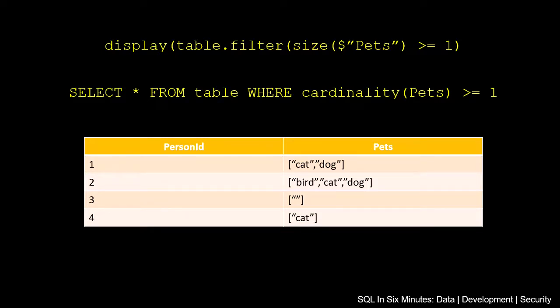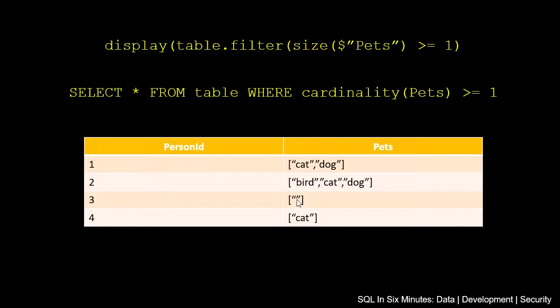So we see what we can do here, and the first part at the top here is the object-oriented approach. If you're using Python or Scala, it's going to be very similar to this. I think this comes from Scala directly, not Python, but we can display the table where we do a filter, size, pets, so we're getting the size of that array where it's greater than or equal to 1. So we're going to return where that array has at least 1 element or more.